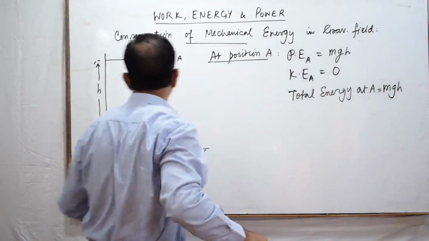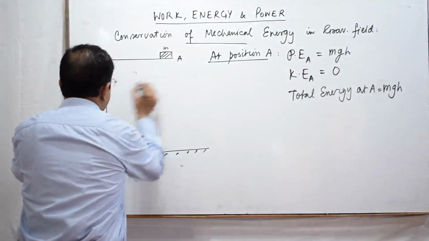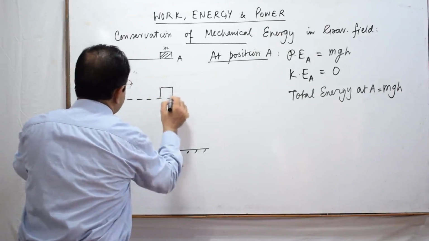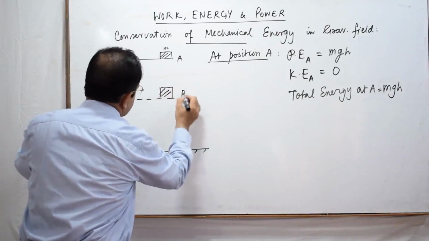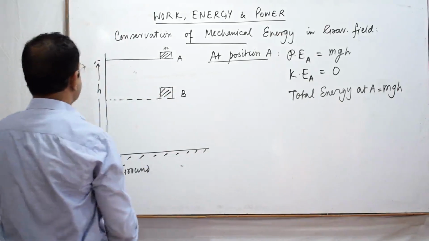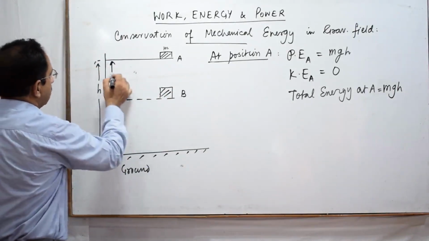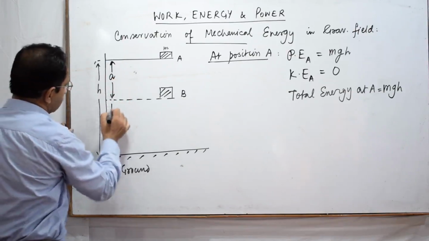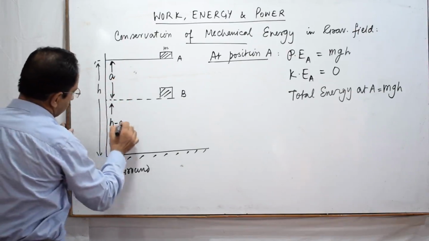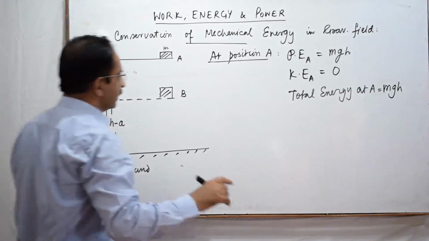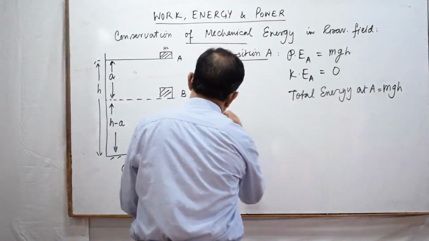Now allow the object to fall. Let the object, while falling down, ये एक position B को touch करता है midway somewhere in air, so ये इसकी position B है. Say it has fallen from this height through a distance a, so what remains is h minus a, or at the height h minus a, which we call position B.